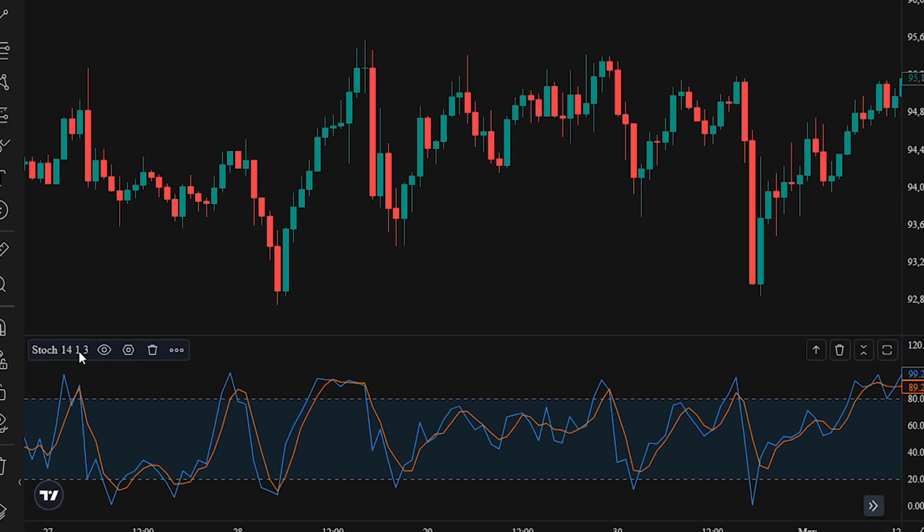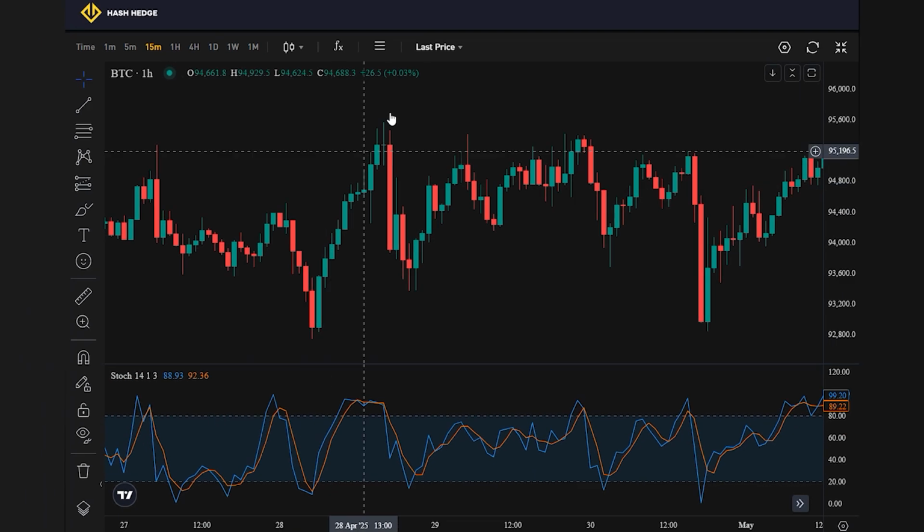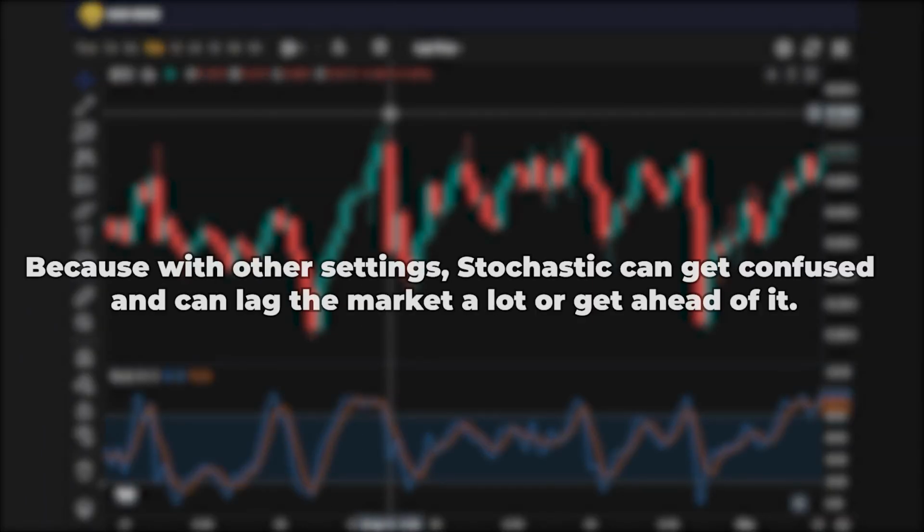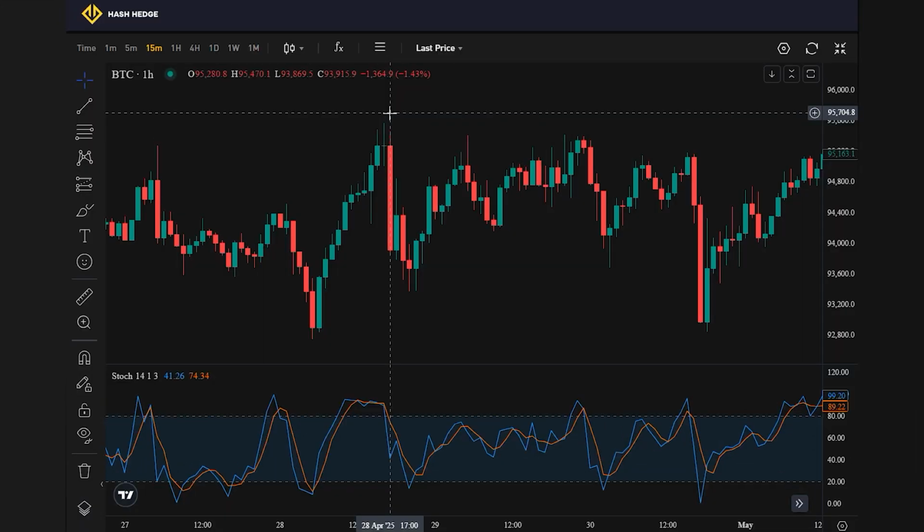I recommend using it exactly with the default settings, 14, 1, 3. Because with other settings, Stochastic can get confused and can lag the market a lot or get ahead of it. I recommend using classic settings like this.